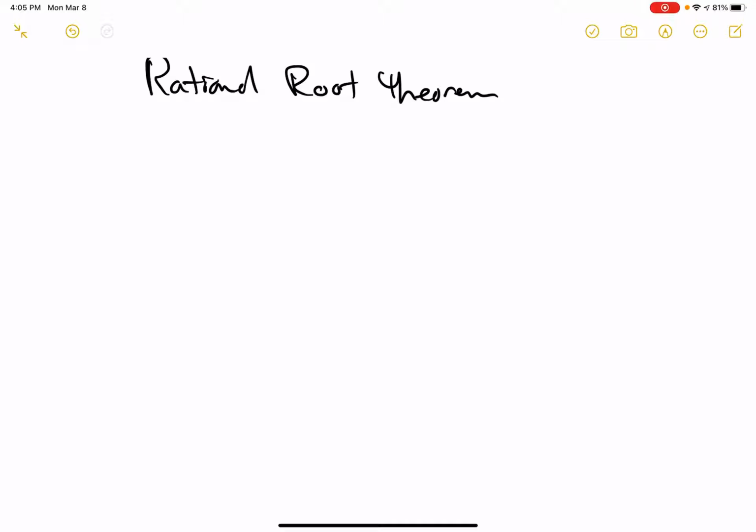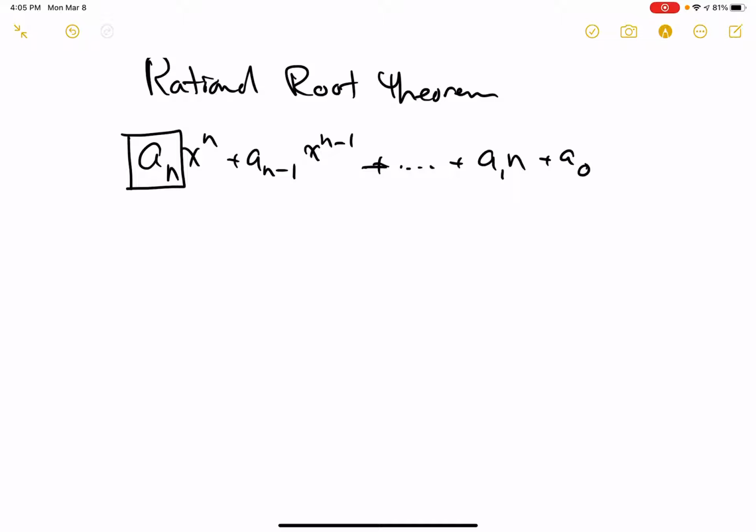And the trick is, if you have a polynomial where you have a sub n x to the n, plus a sub n minus 1 x to the n minus 1, plus dot dot dot, plus a sub 1 x plus a sub 0, the parts of the polynomial that you care about when it comes to the rational roots theorem is this number here and this number here.